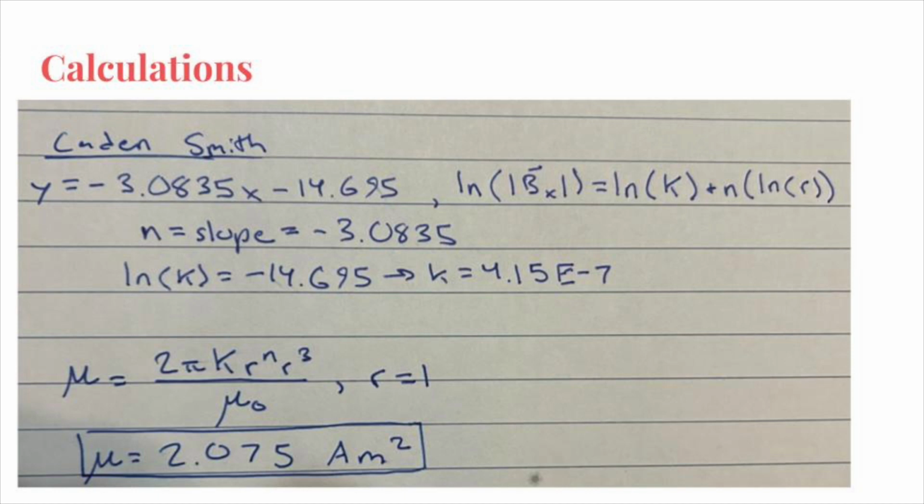The calculations shown convert the equation for the best fit line on the graph on the previous page in order to find both our slope, which is shown using n at negative 3.0835, and mu, which ended up being 2.075 units. The formula on the bottom for mu was derived using the Biot-Savart law formula.